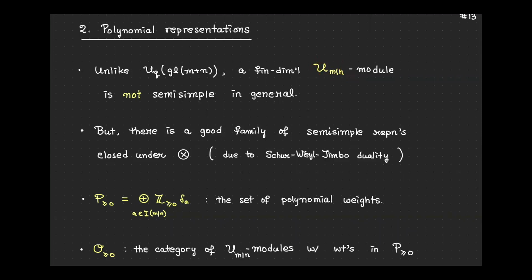But if we think about the crystal-based theory for irreducible representations, it is well established in the integrable case, where it is semi-simple and also a tensor category. So instead of considering all finite dimensional representations, we will focus on some good family of representations which forms a semi-simple tensor category. And actually there is such a family, which is due to the Schur-Weyl duality.